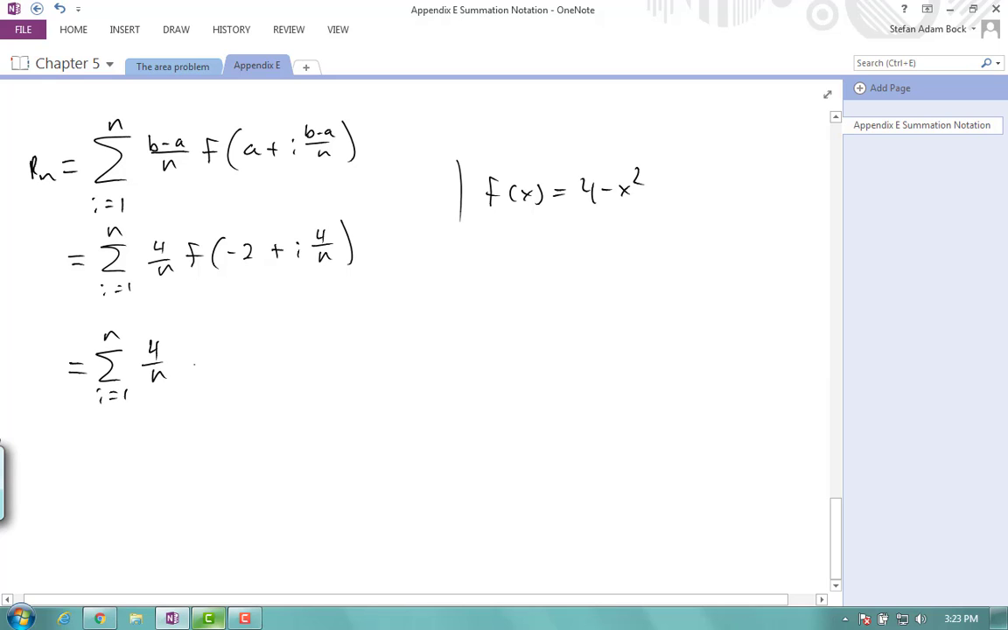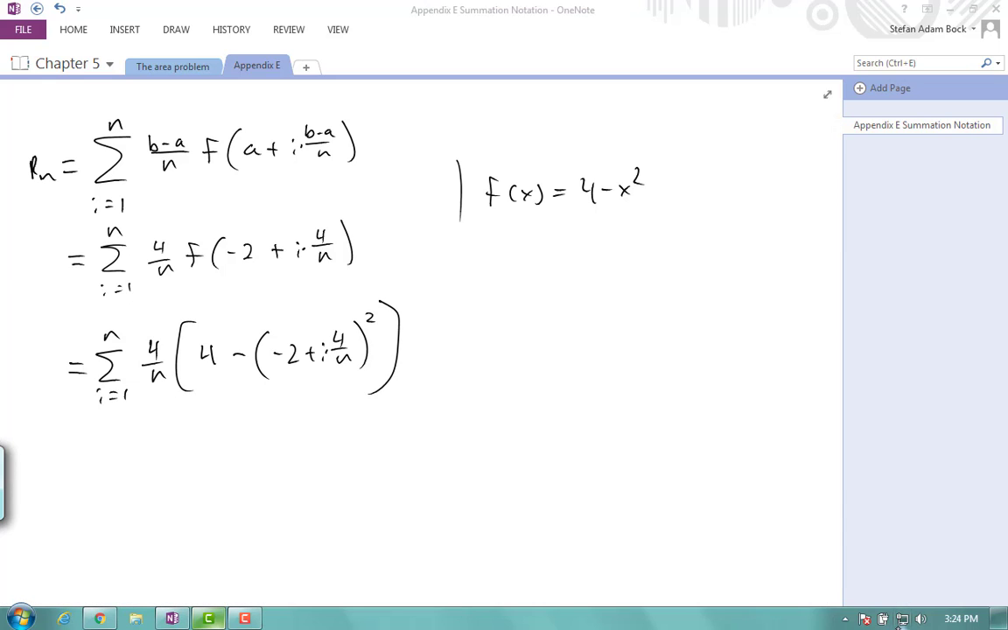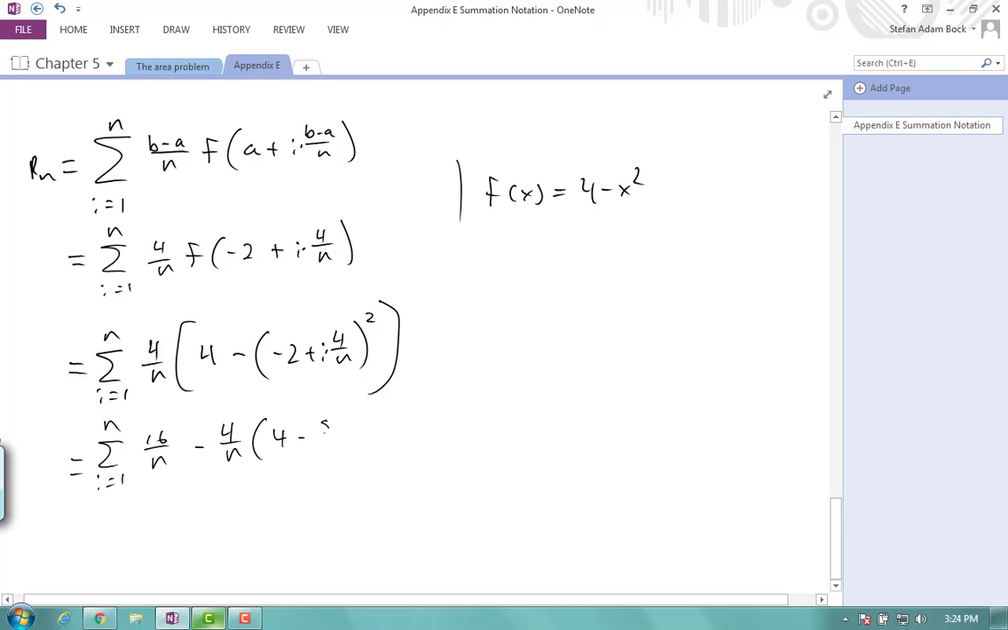I have 4 over n times what? 4 minus the quantity (-2 plus i times 4 over n) squared. And I'm going to go ahead and distribute this and multiply it out. I'll have 16 over n minus 4 over n times, let me try to expand this, 4 minus 8i over n plus 16i squared over n squared.